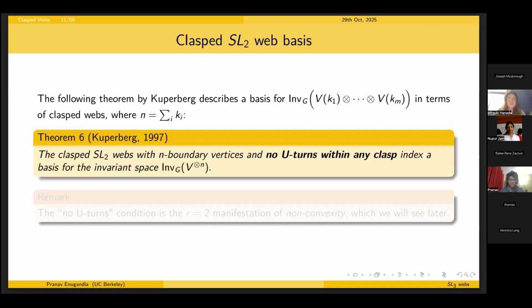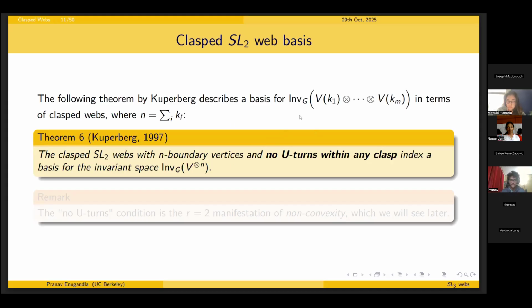Okay. So Kuperberg in the 90s comes along and answers this question of which of these non-crossing matchings actually project to non-zero things under this projection map. And here's his theorem. So you look at the clasped SL2 webs, and you only pick out those non-crossing matchings which don't connect two vertices within the same clasp. Right? These form a basis for the invariant space.